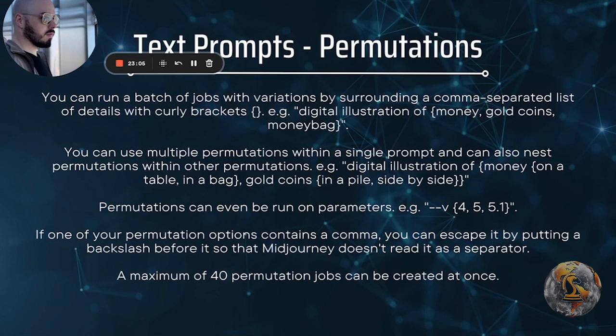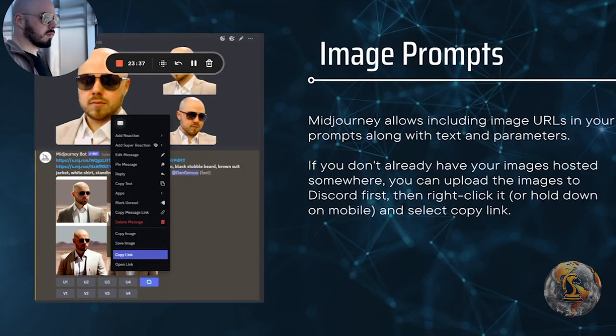And I included this right here so you could just test it for yourself. Because if I'm telling you about permutations and all that type of stuff, you're going to be like, what does he even mean? So feel free to go back to this slide at any point, and you can go through and recreate this. So if one of your permutation options contains a comma, you could escape it by putting a backslash before it so that Midjourney doesn't read it as a separator. A maximum of 40 permutation jobs can be created at once.